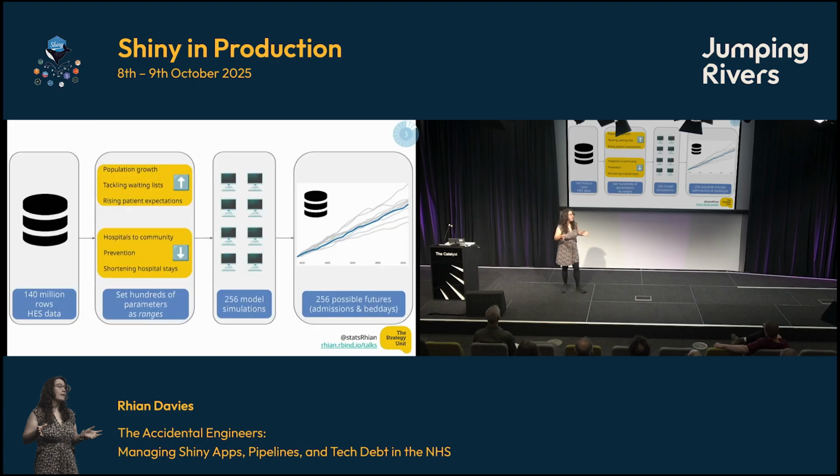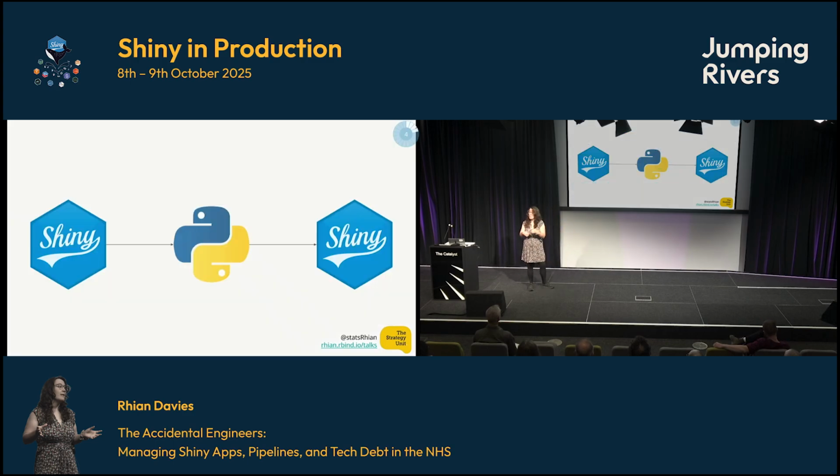And we ask hospitals lots of questions about what they think is going to increase demand, so population growth, rising patient expectations, dealing with waiting lists, and what's going to decrease it, so moving hospitals to community. We collect that as ranges rather than a single number, and we do that because then we've got distributions. And if we have distributions, we can run lots of model simulations and look at the future, what we're going to expect.